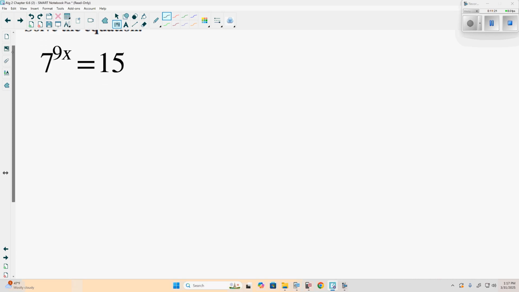7 to the 9x equals 15. We do have one term on either side, so we can apply logs to get the variable out of the exponent. Because if we start with an exponential, we're going to have to use logarithms to solve it. If we start with a logarithm, to get the variable out of a log, we have to use exponents. And for this, the base of the log would be 7.